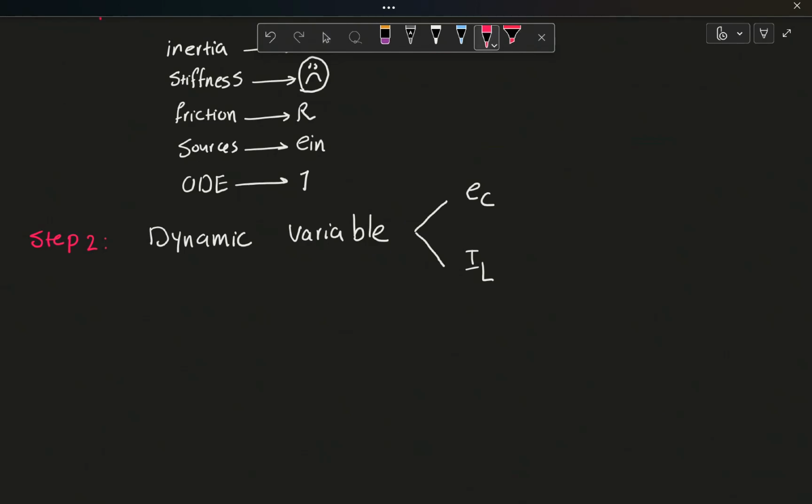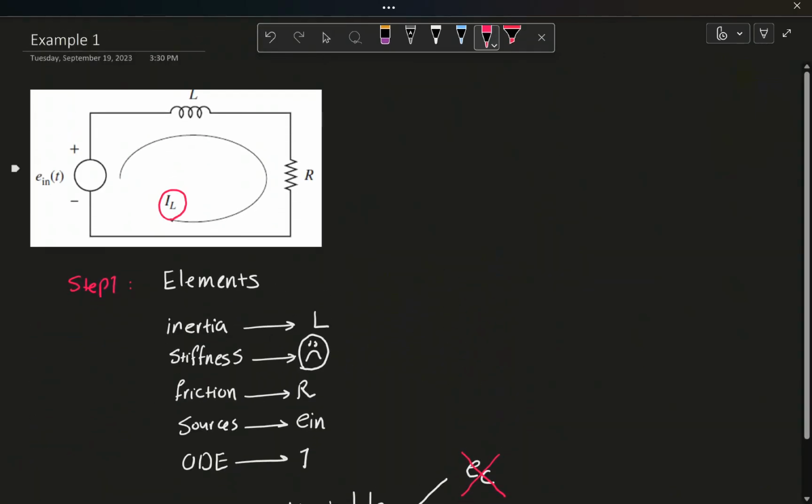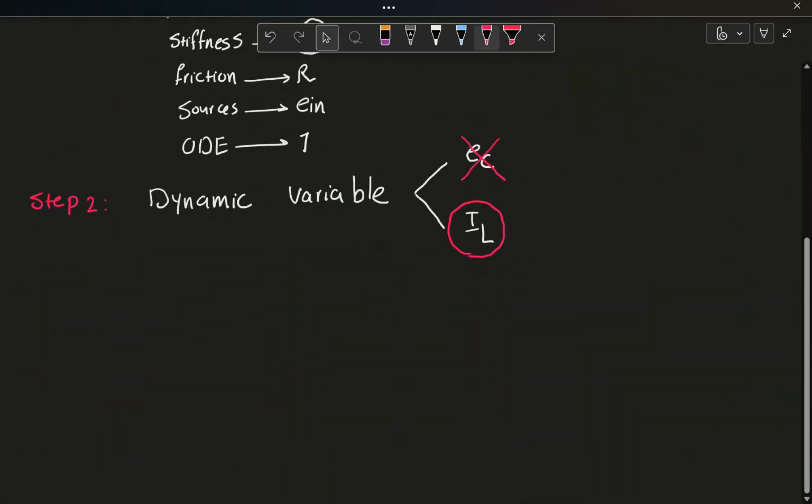So in this problem, you guys notice that I do not have any capacitor. So the voltage across the capacitor is not an option for me. The only thing that I have is the current through the inductor. Let's look at this. I have IL that passes through the inductor, and also since R and L are in series, the same current passes through the resistor. So my only dynamic variable is IL. Now I can go to step three.